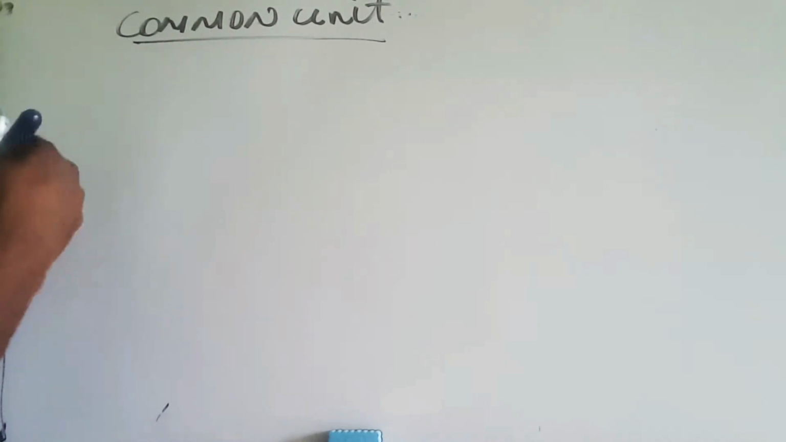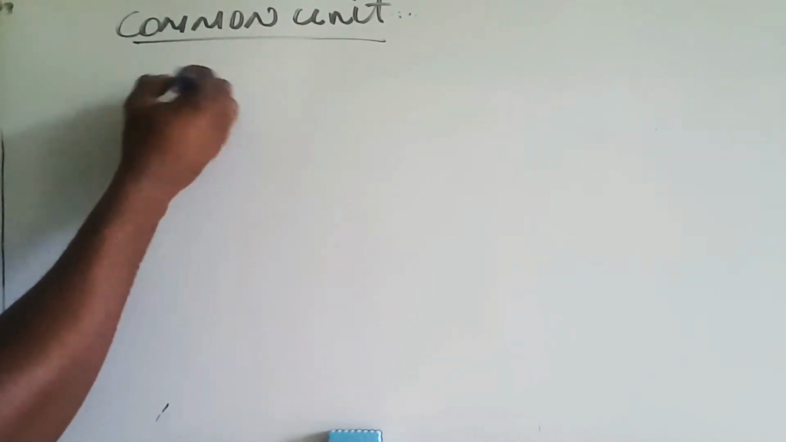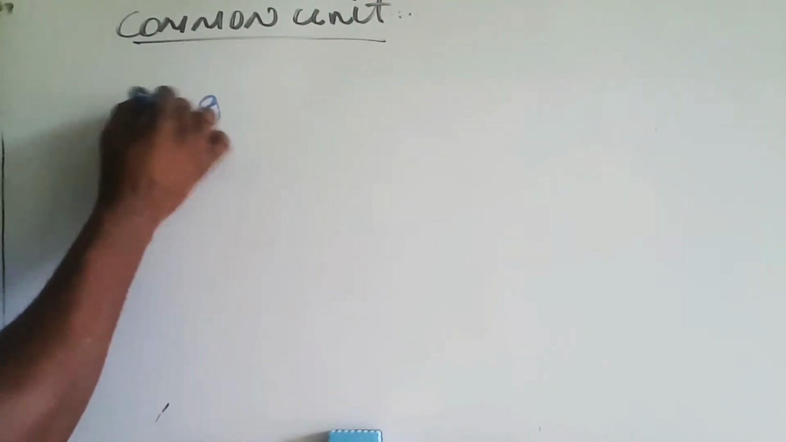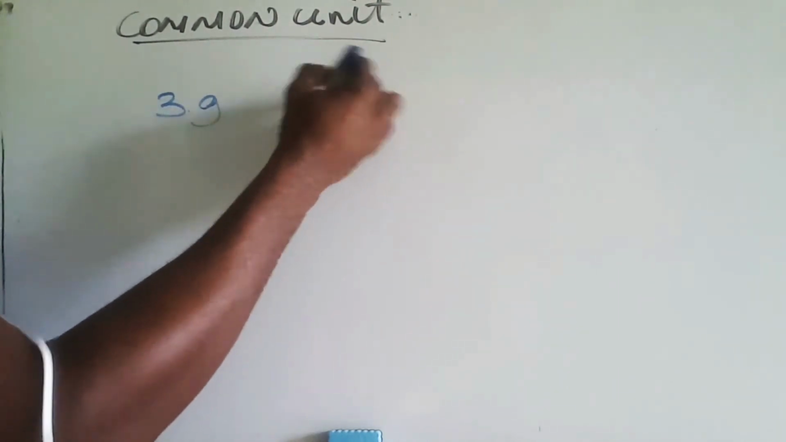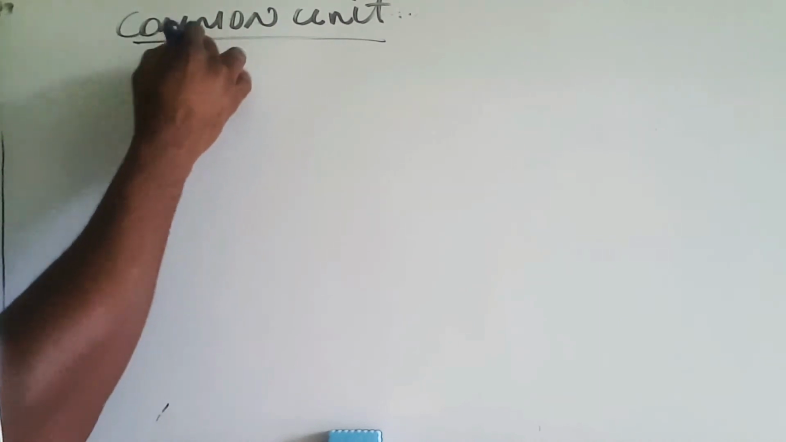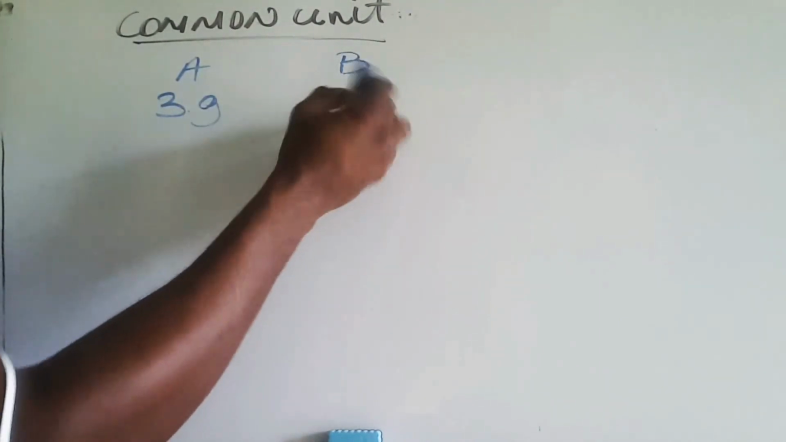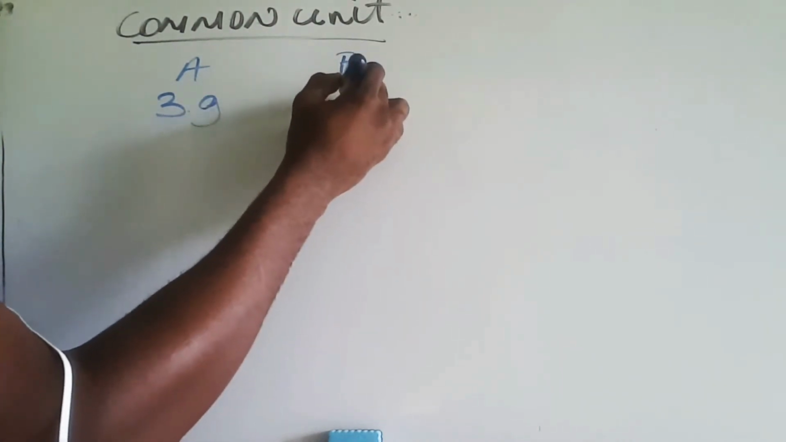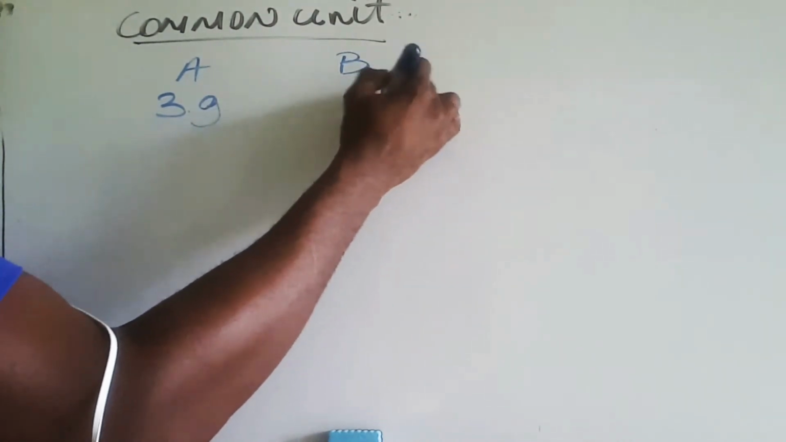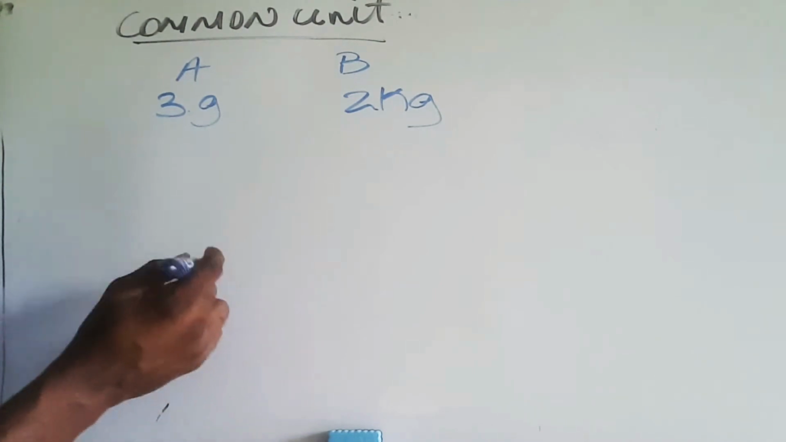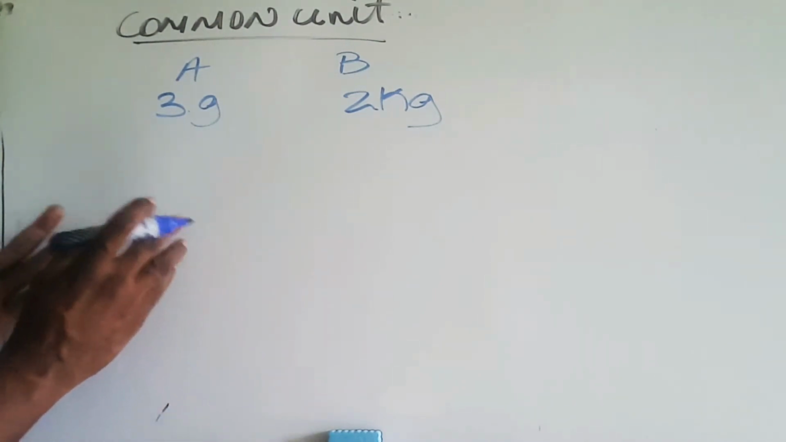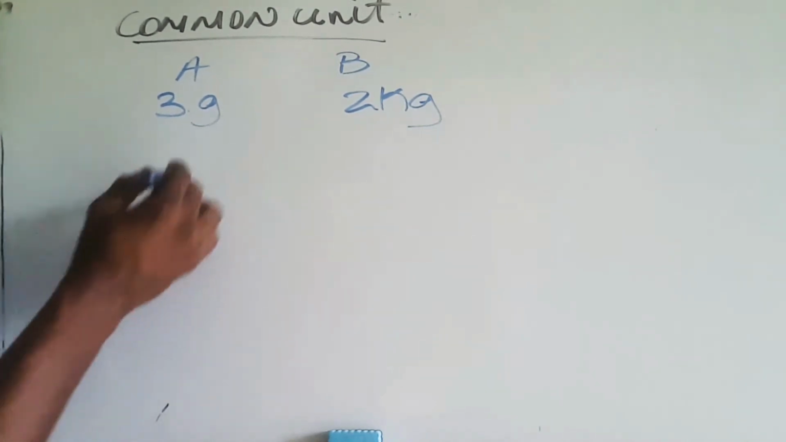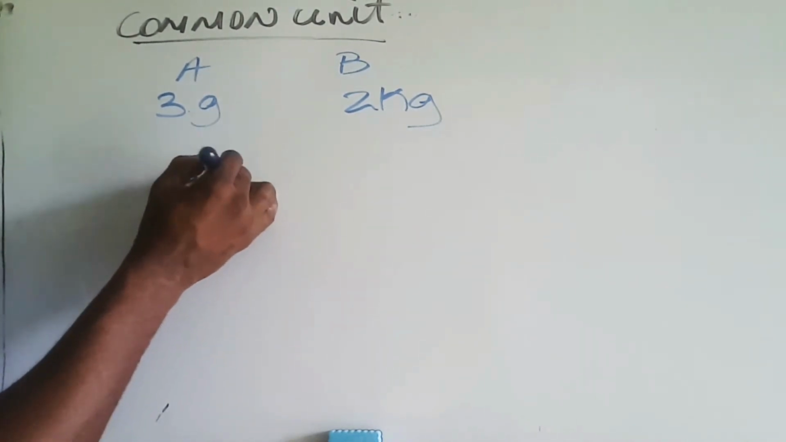Now let us say that we have, say, 2 grams, or let's say 3 grams, and then another, so A has 3 grams and B has, let us say, 2 kilograms. Now if I'm asked to write the ratio of A to B, then I cannot just go ahead and write 3 to 2.